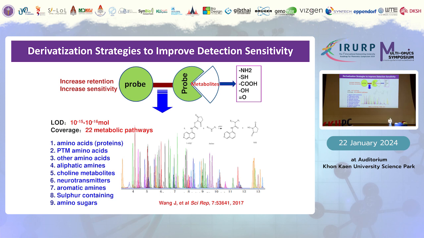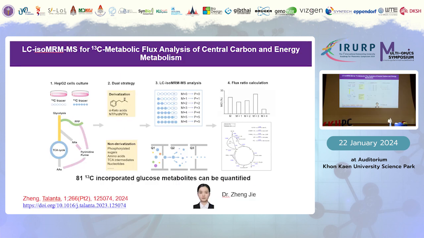So those metabolites cover over 20 different metabolic pathways. You can see the advantage of this integrated approach. We also use this approach to look at the C13 flux analysis. In this study, we use two different strategies. Some metabolites you can detect straightaway, but for those metabolites, particularly in the carbon 13 glucose metabolic pathways, we use a derivatization reagent, and then we can detect about 84 different C13 labeled metabolites in these central carbon metabolism pathways.